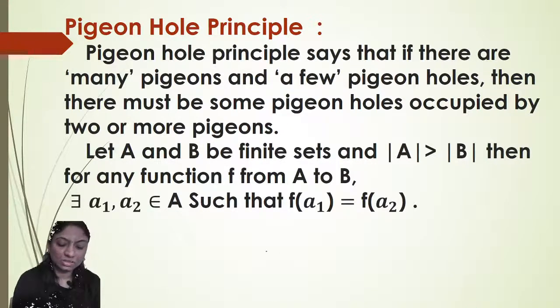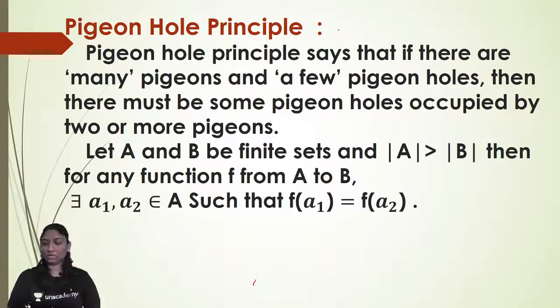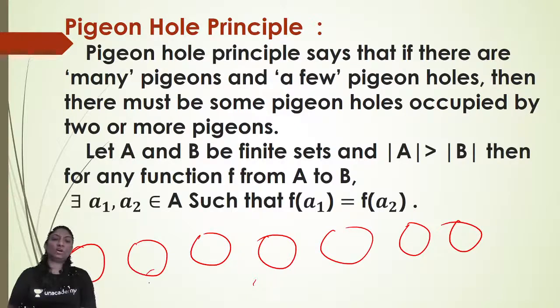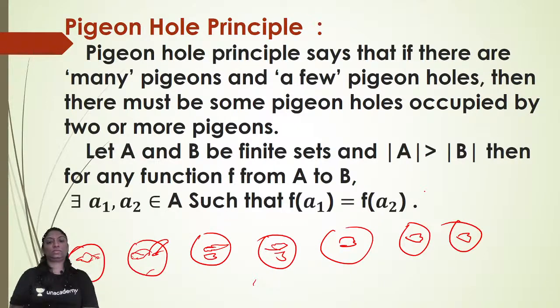There are 10 pigeons and 7 holes. So there is at least one pigeonhole which must be occupied by more than one pigeon. Seven pigeons can be seated like this, and for the remaining 3, one of the holes must be occupied by at least one more pigeon. Two or more pigeons.